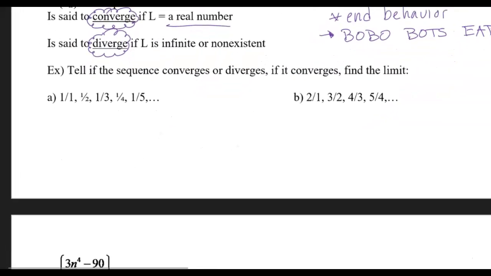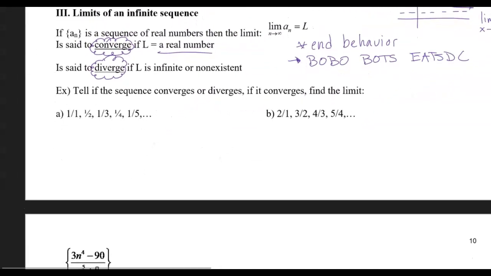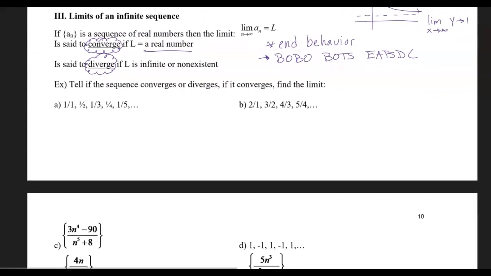So, let's try it. Let's try to figure out what is happening to these sequences. Are they converging or diverging? And again, in order to know this, we need to know what the limit for the sequence is. And in order to know the limit, we need to think about this acronym, BOBO, BOTS, EATS, DC.